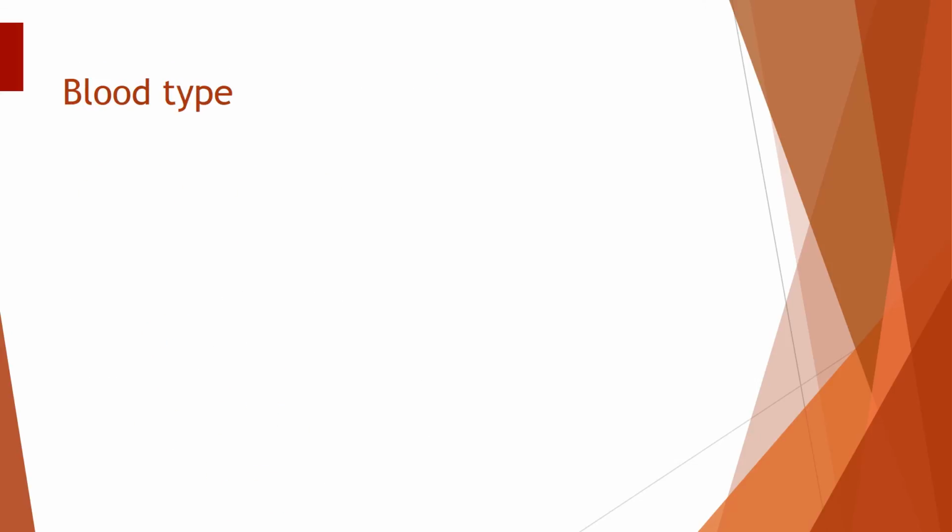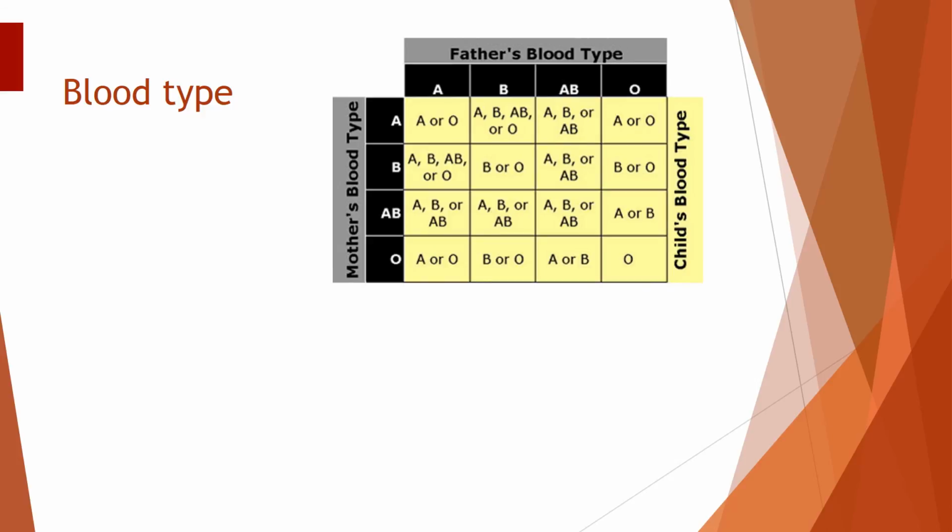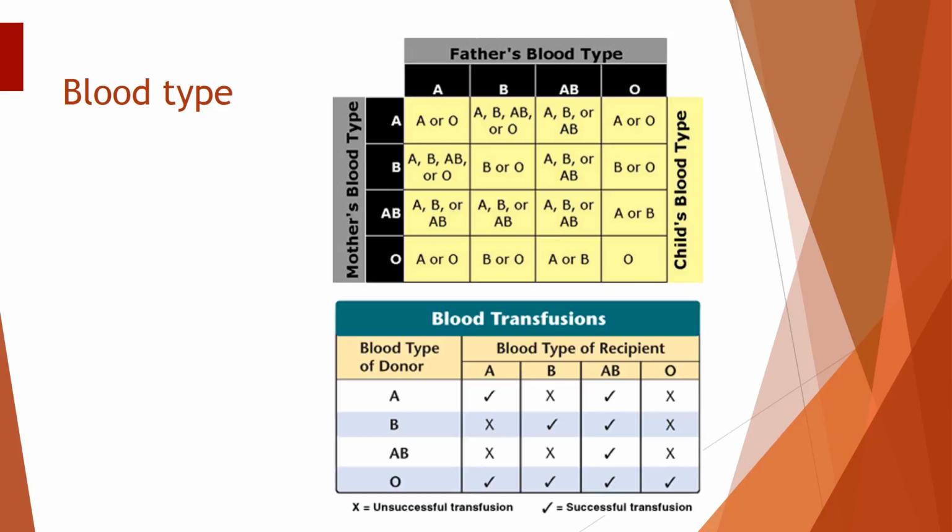Blood varies person to person. There are 4 different blood types: A, B, AB, or O. Your blood type is hereditary, and your blood type determines to whom you can donate and from whom you can receive blood. Type O is the universal donor, and type AB is the universal recipient.